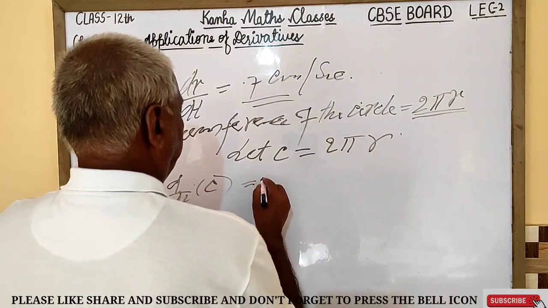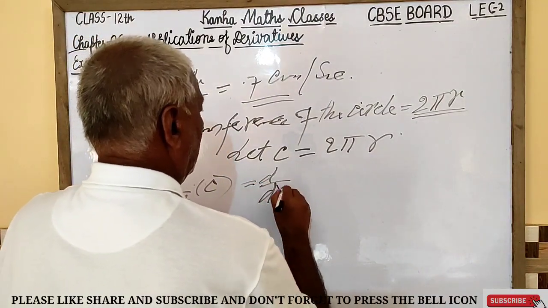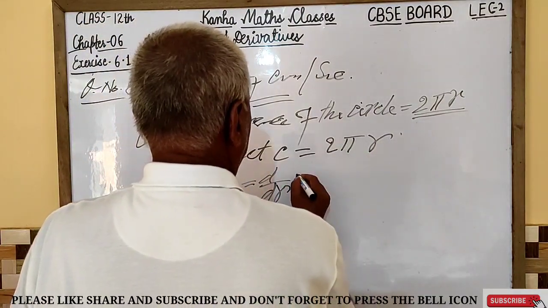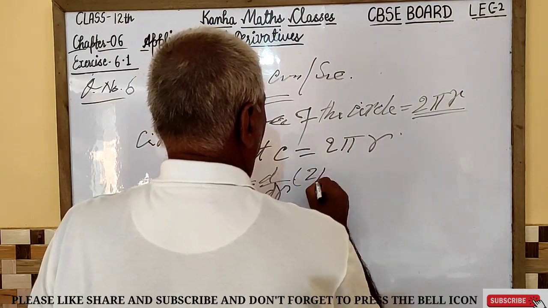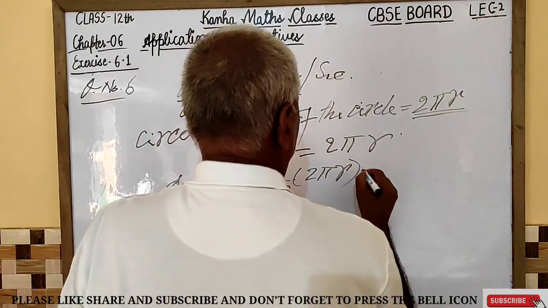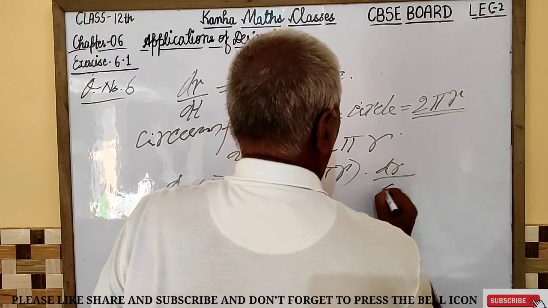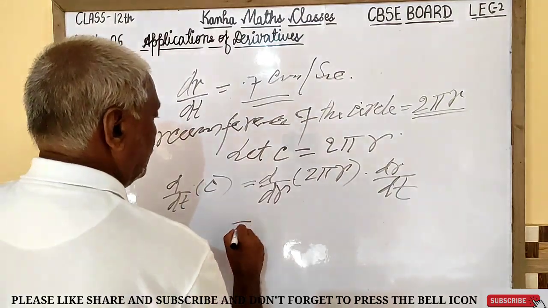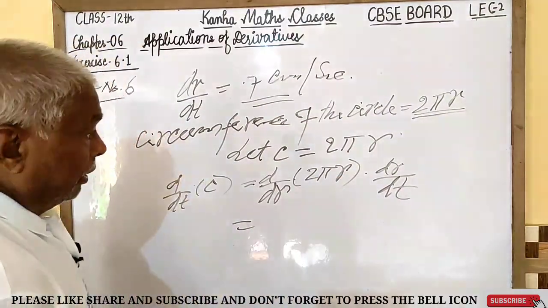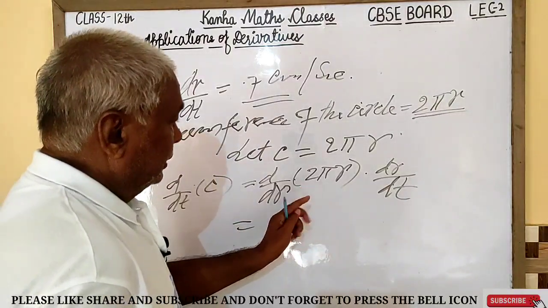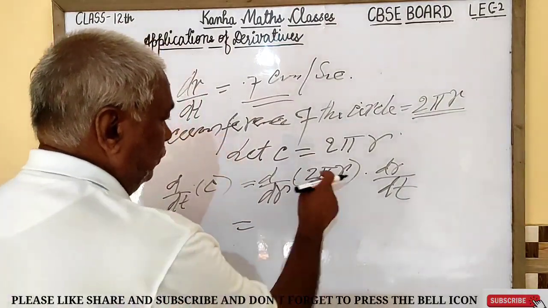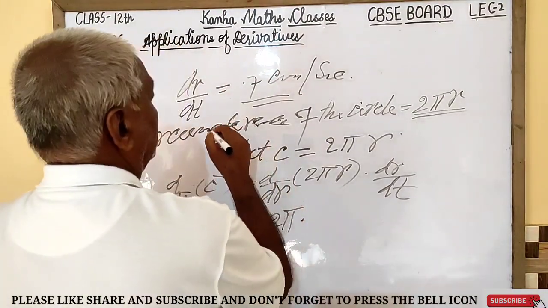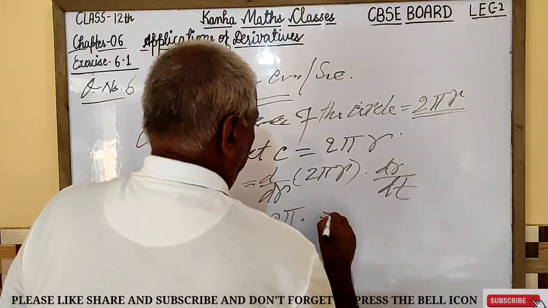It is equal to d by dr of c, and d by dr of c means 2 pi r into dr by dt by chain rule. Now 2 pi r, if we differentiate or take the derivative with respect to r, this will clearly be equal to 2 pi, and dr by dt is 0.7.